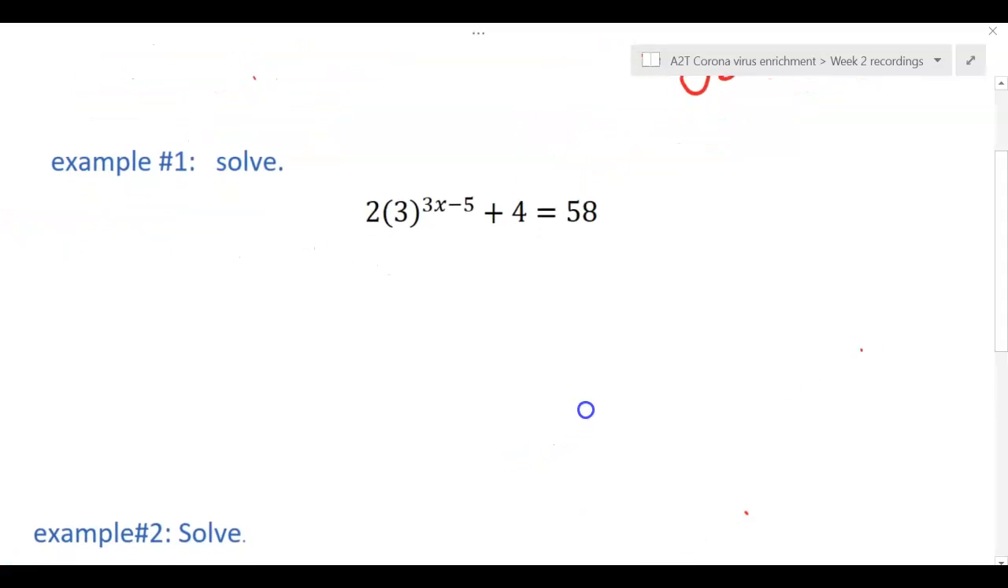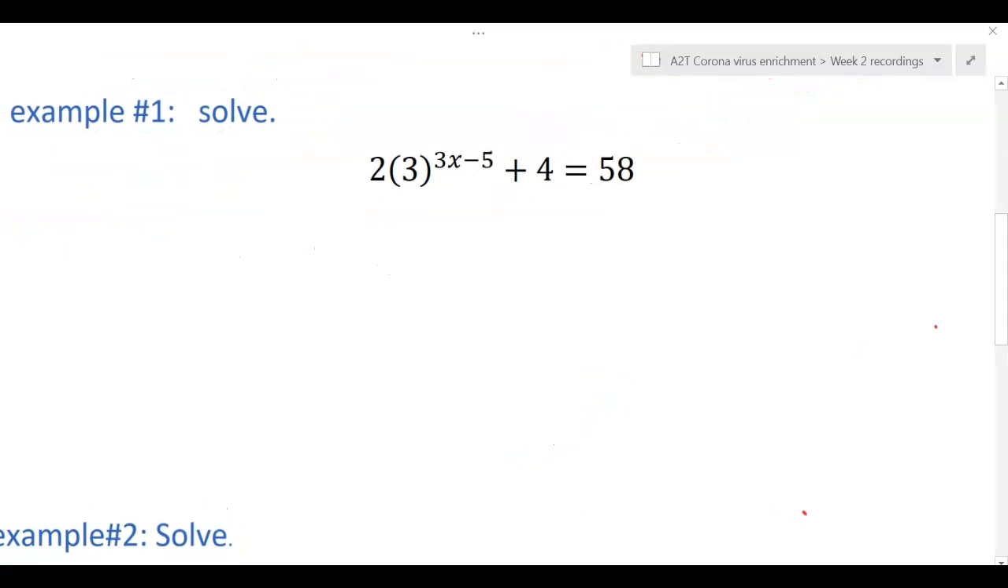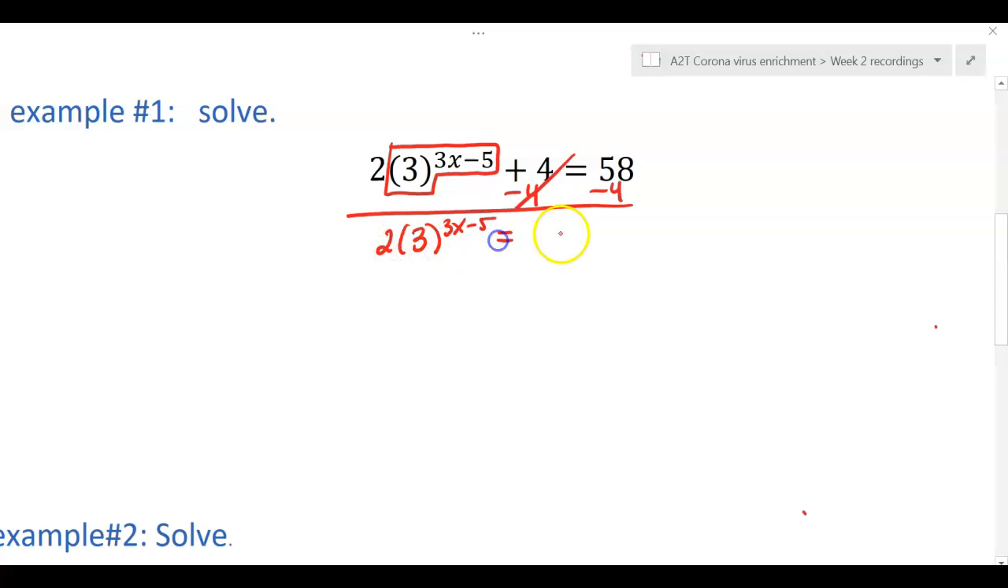So we're going to look first at this first example. I can see it's exponential because x is in the exponent, and when I see that, my goal is to isolate this portion right here. So the first thing I'm going to do is subtract 4. So I have 54, and then I'm going to divide by 2 because that's not part of the exponential expression. And I have 3 to the 3x minus 5 power equals 27.